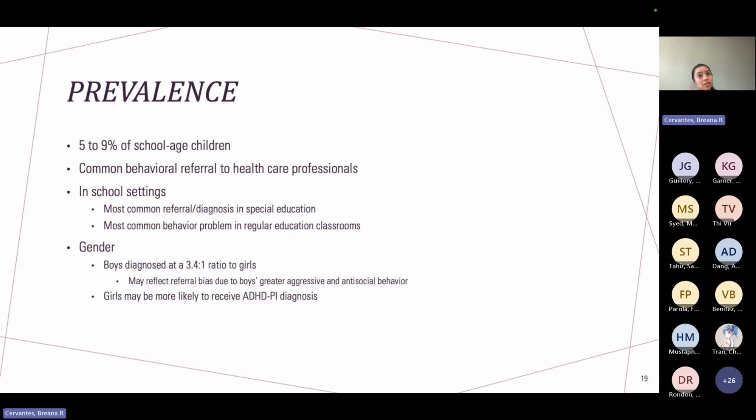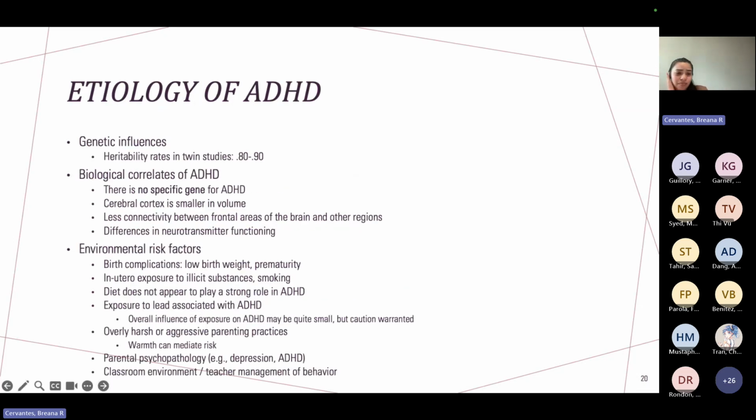So ADHD, learning disorders, and autism are the most common behavioral referrals to healthcare professionals. I'm going to skip this, but look at the gender differences between boys and girls in terms of rates and school settings. Okay, etiology.